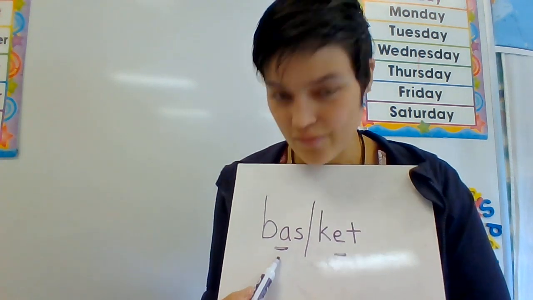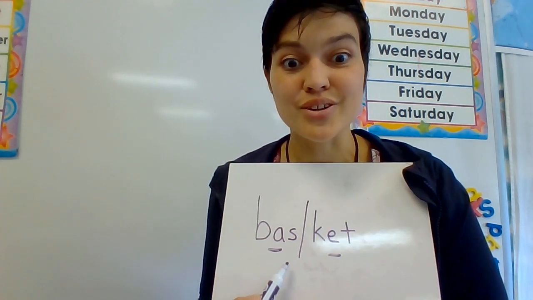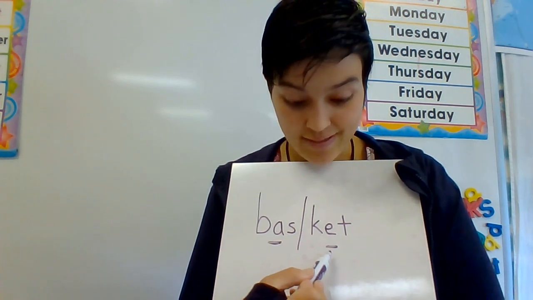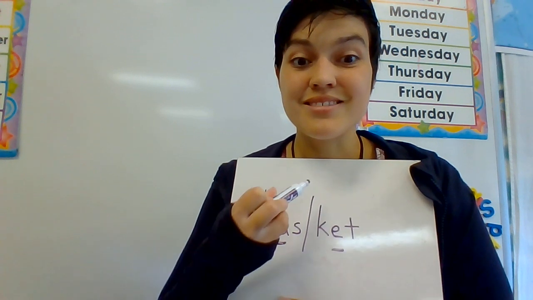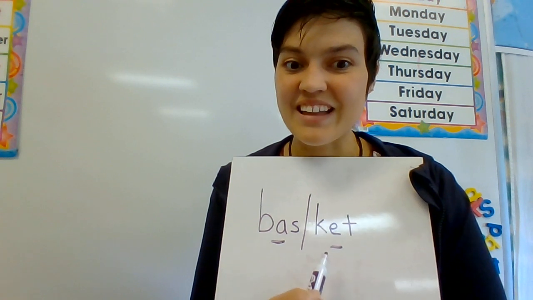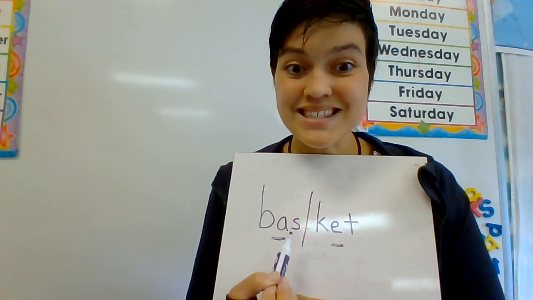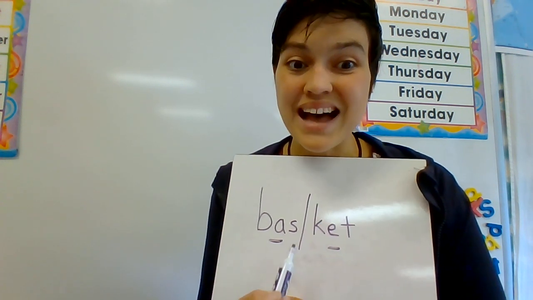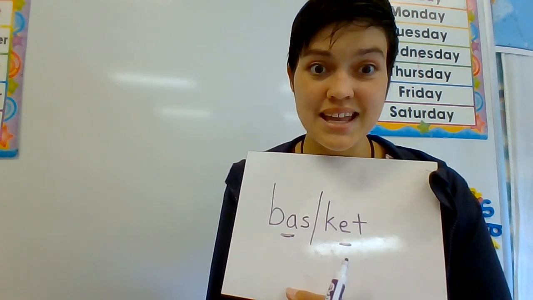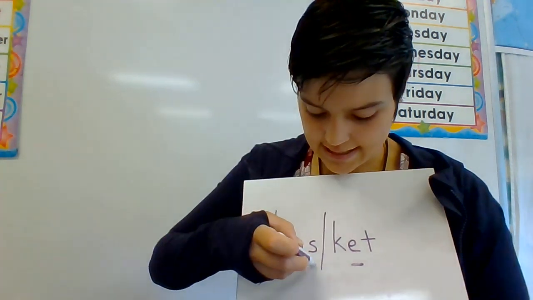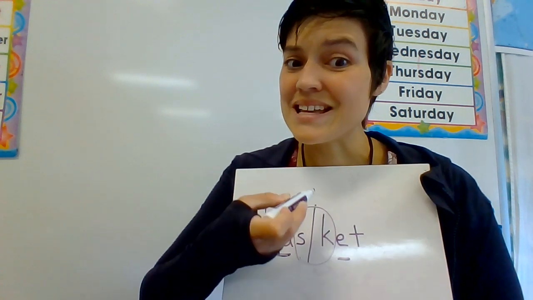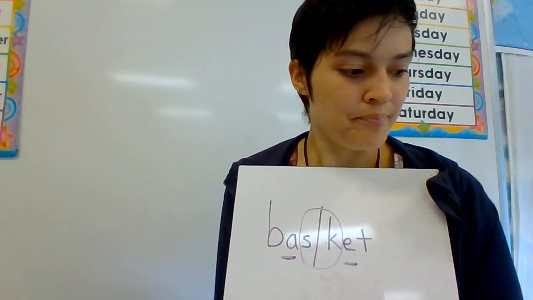So I can divide it right between the two consonants in the middle. So watch here. You've got one vowel, and right after the vowel in the first syllable, you get two consonants, and then your second vowel. You need to divide the word right between the consonants that divide the vowels. So basket, basket. The two vowels we see are A and E, and the dividing consonants are S and K. That is right where we need to divide it.